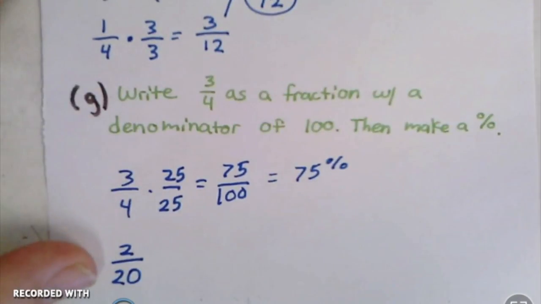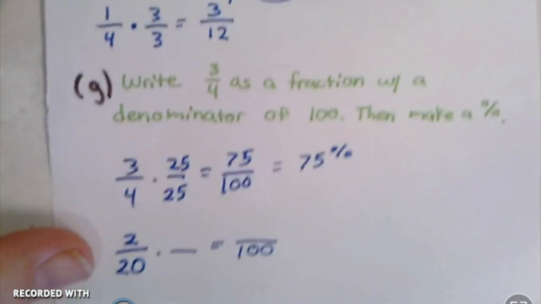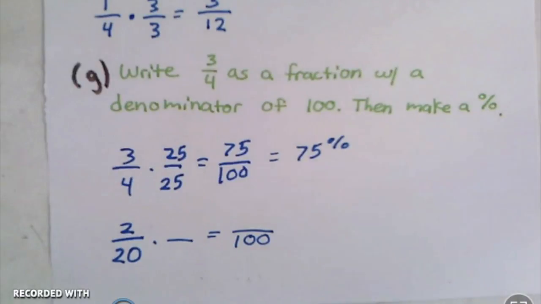Try and make 2 over 20 into a percent. So first, you're going to multiply this by something that has a denominator of 100, and then you're going to make it into a percent. Bring that to class tomorrow. I look forward to seeing what you get done.